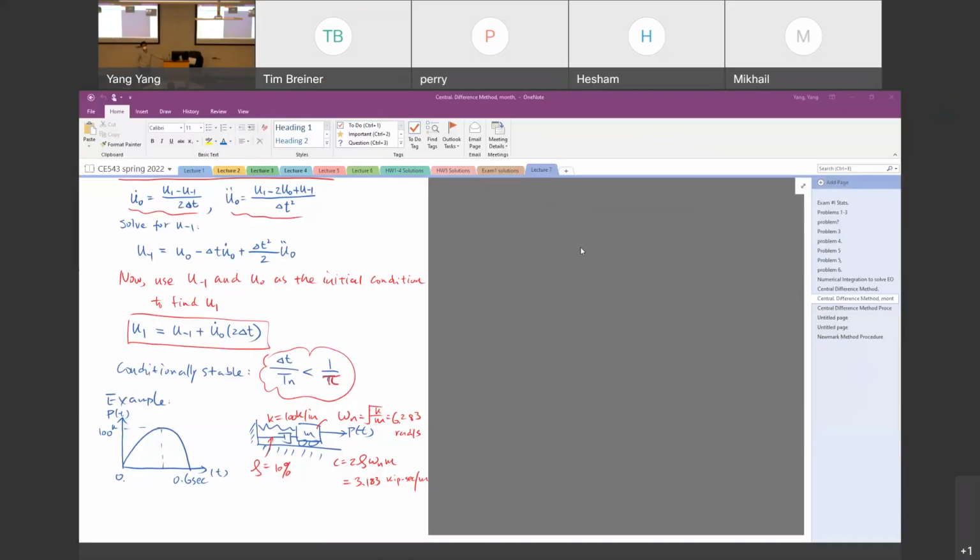Actually, most of the cases you have to do numerical integration rather than the convolution integration, because convolution integration is very limited to some special loadings where the loading can be expressed as some closed form of time functions. And last time we talked about one of the most popular methods, called the central difference method.